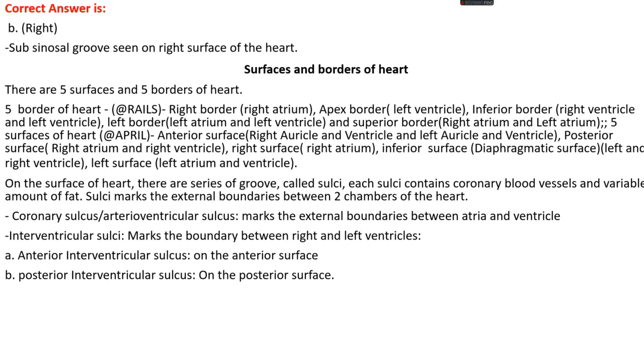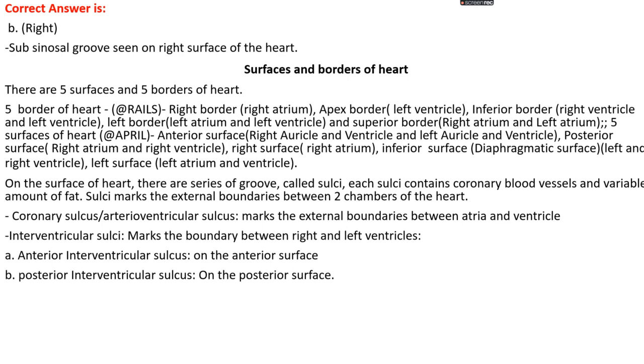The 5 borders of the heart we can learn by the mnemonic RAILS. That is the right border, which is formed by the right atrium; the apex border, which is formed by the left ventricle; the inferior border, which is formed by the right ventricle and the left ventricle; the left border, which is formed by the left atrium and left ventricle; and the superior border, which is formed by the right atrium and left atrium.